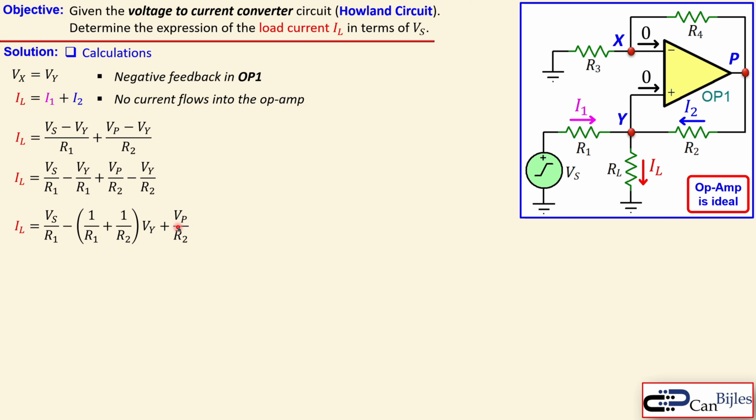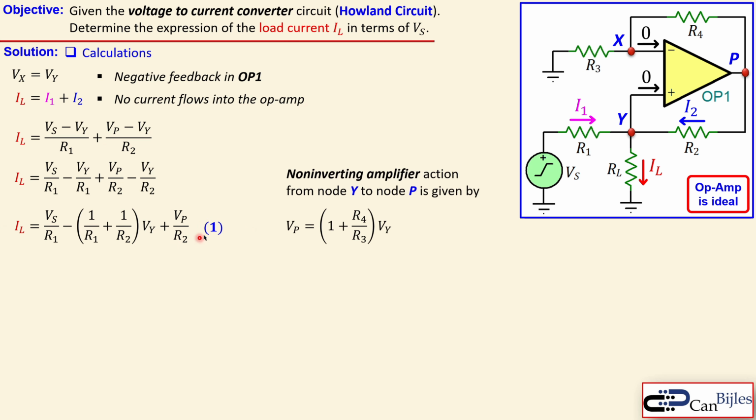So we need to replace this Vp. So we need another equation. But if I look at my circuit, I can say the following, and I call this equation number 1. I see here the non-inverting amplifier action.